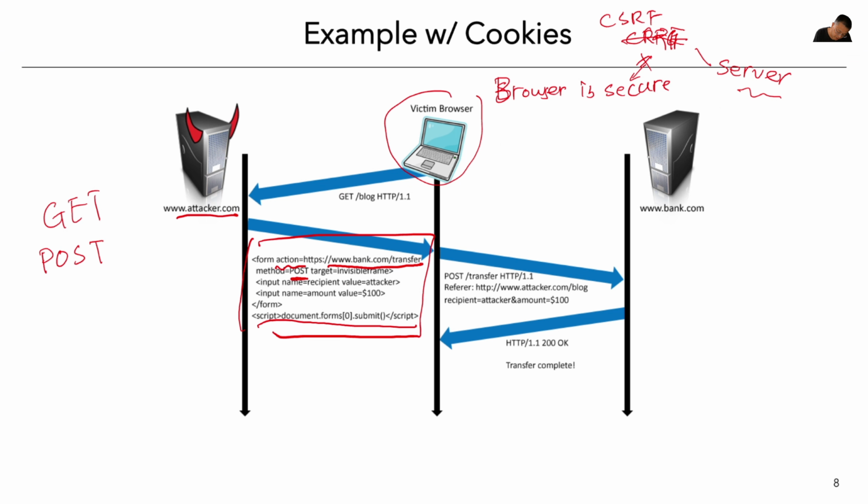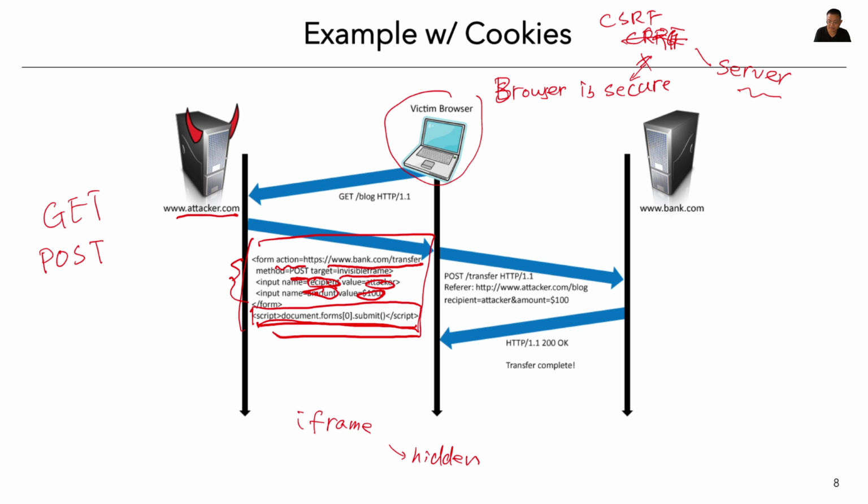So the target will be an invisible frame, okay? For the input, you have a recipient, and the value is attacker, and the amount is $100. Then this will be the form. Here you have this script to automatically submit this form. You don't have to click it. So the user will not even be aware of the existence of this piece of code, right? Because the iframe can be hidden.